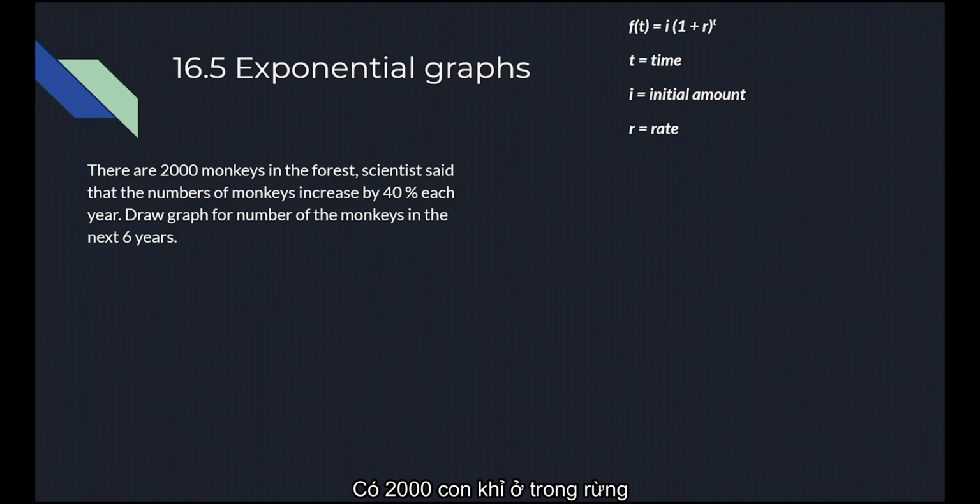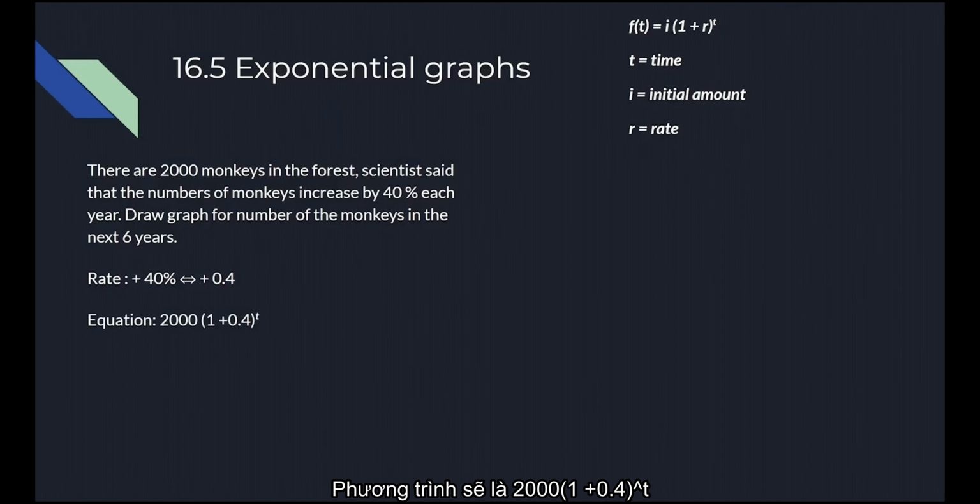There are 2,000 monkeys in the forest. Scientists said that the number of monkeys increases by 40% each year. Draw a graph for the number of monkeys in the next 6 years. The rate here is plus 40%, which is plus 0.4. The equation is 2,000 times (1 plus 0.4) to the power of t. It is recommended to write the exponential equation out first before plugging the numbers in.